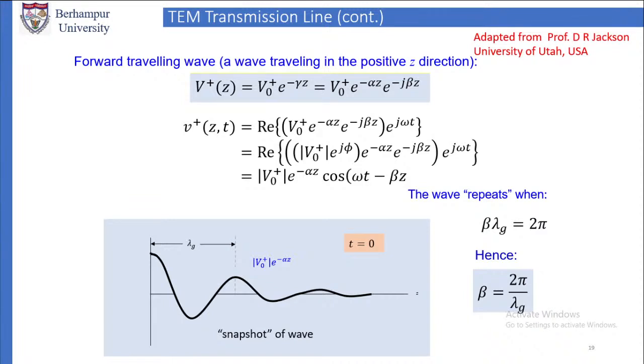If you express that equation in terms of a plot, the plot will be like this. The snapshot of the wave is shown below, where you have lambda g. At t equal to 0, this is the snapshot. Then at t equal to 1, t equal to 2, you can find out.